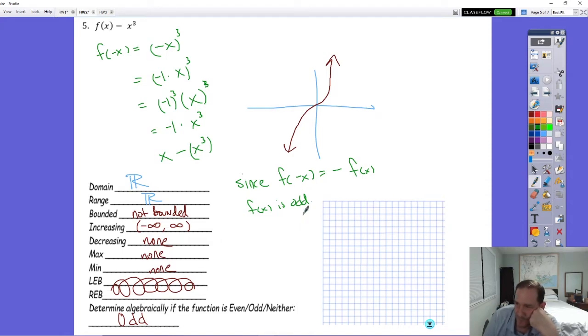Okay, spaced out for a second, writing all that down, but we'll say since f of negative x equals negative f of x, the function is odd. And we've got the work up here to prove it. I think there's one more.